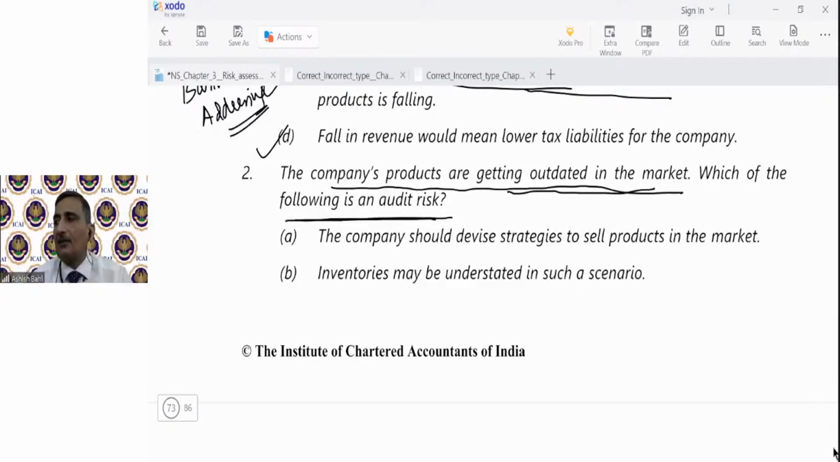सो क्या ऑडिट रिस्क है स्टूडेंट्स? Some are writing option B, some are writing C, and probably some are writing A.